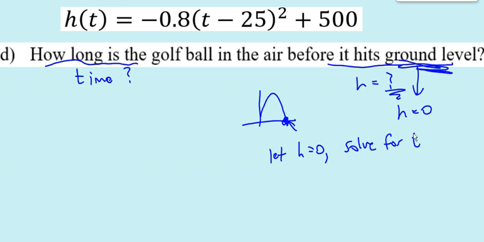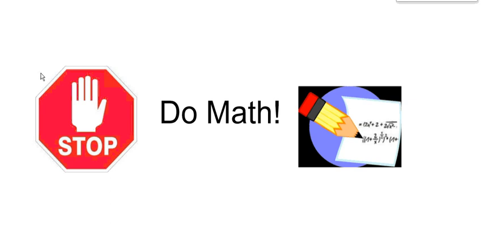So in this equation, I'm going to substitute 0 in for height, and then isolate the t value by doing careful algebra. And once I've isolated the t value, I'll be able to tell you what time it takes to get that height of 0. So I've now talked you through how you can get the answers to these questions.